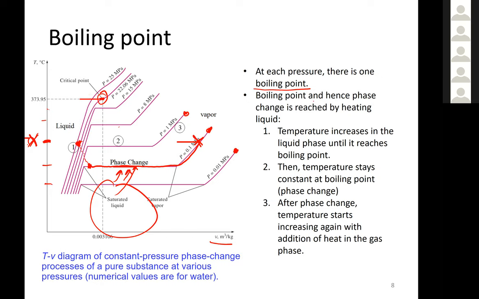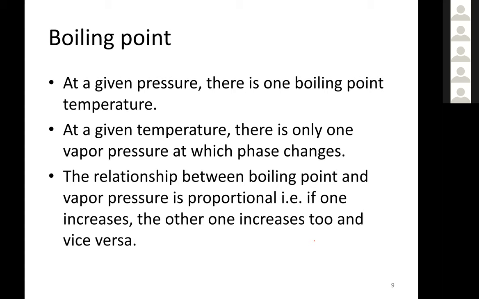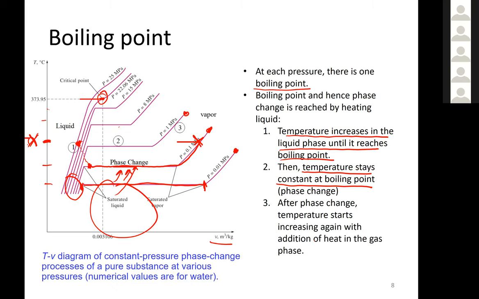Another observation we see here is that the boiling point, and hence phase change, is reached by heating liquid, and we have temperature increase in the liquid phase until it reaches boiling. And this is the segment where we basically heat the liquid, then the temperature stays constant at boiling point. And here is the horizontal line, and here is exactly the process that takes place inside the evaporator and inside the condenser as well, phase change. So we have no temperature change, and then we have heating. So here we have, after phase change, temperature starts increasing again with the addition of the extra heat.